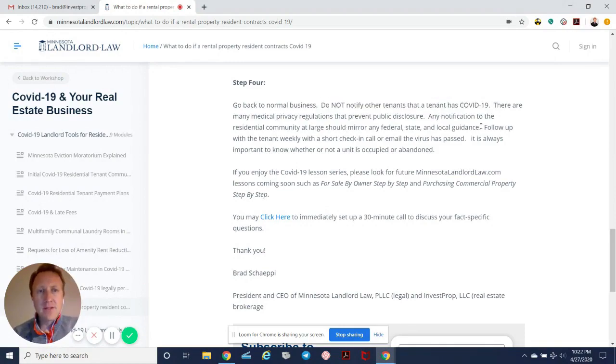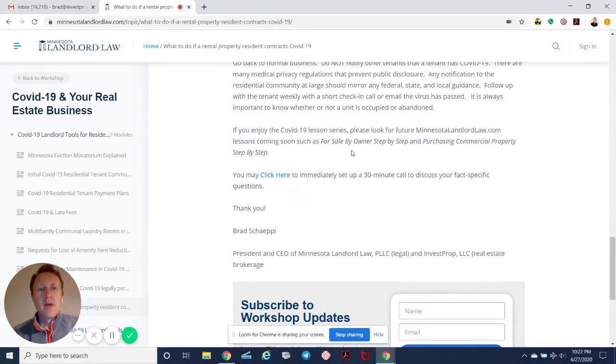And lastly, it's important just to follow up with the tenant weekly. How are you doing? Are you still there? Is there anything that we can do to help you? Customer service when times are bad will go a long way to address any concerns. Plus, as a landlord, you want to know if the unit's abandoned, is someone there? So just a weekly check-in will be very helpful.